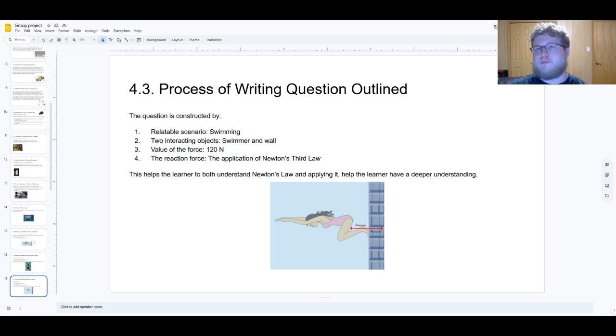This question will help us both understand Newton's third law and how to apply it. It helps us have a deeper understanding. And we also have a picture here of a girl pushing on the wall of a pool, and the wall pushes back on her with the amount of force that she exerted as well.